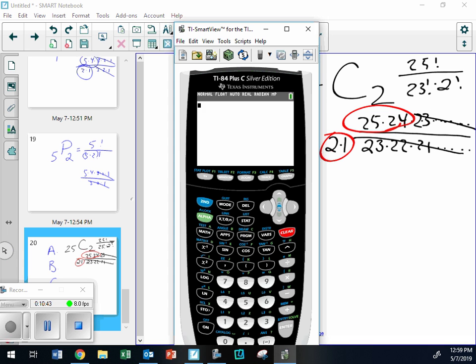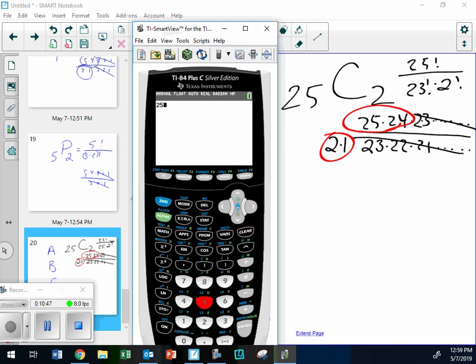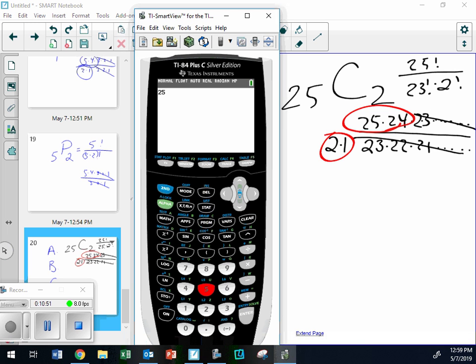Easiest thing is to put in the first number first, 25. Then C2. C, where the heck is C? Well, you can go under the catalog and everything's listed there, but it'll be a little faster if you know where the math button is. Arrow over to probability, and then there it is. C, not P. P would have been if the order mattered. 25C2, enter. 300. Raise your hand if you had 300.